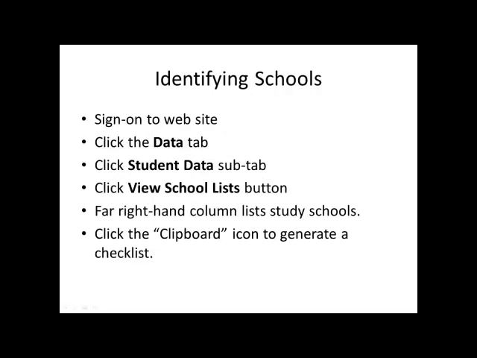To identify which of your schools have been assigned to the random assignment study, all you need to do is sign on to the website, click the Data tab, then click the Student Data subtab, click the View School List button, and then on the far right-hand column of that page, on the View School List page, will be listed out the schools that are participating in the random assignment study.